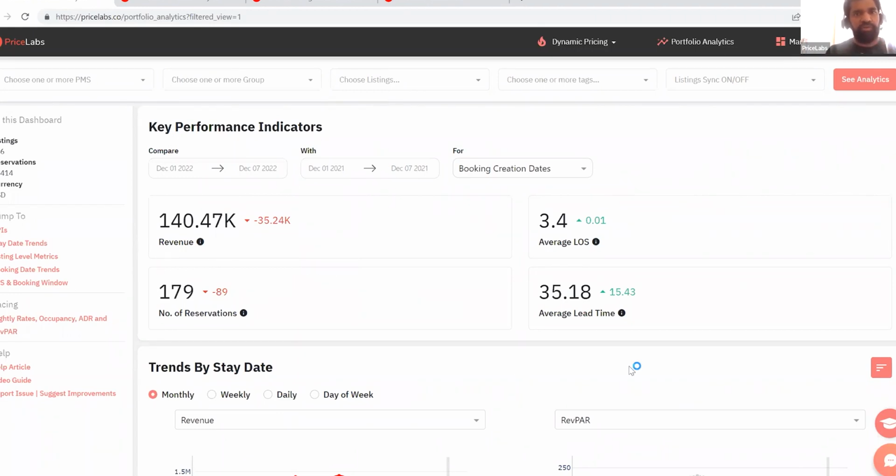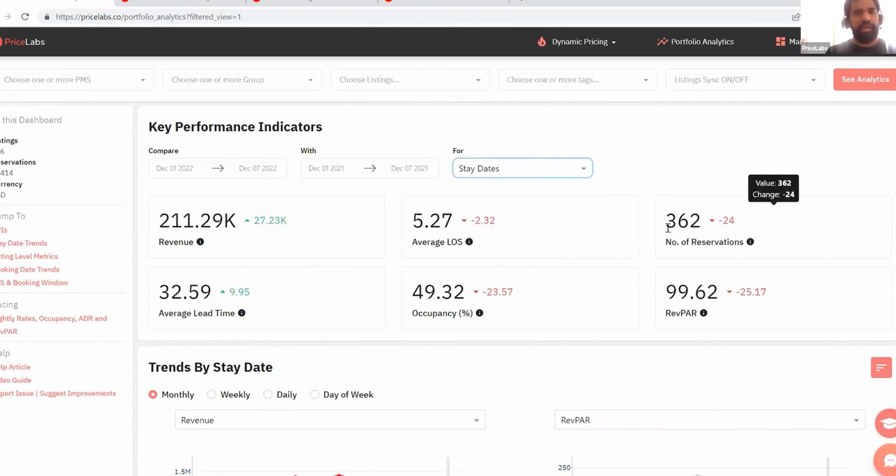Where if you're trying to quickly understand, hey, how is my business trending right now? Is it slower than last year? Is it faster than last year? You can quickly gauge that via the booking creation date, and via the stay date, you can get a sense of how your revenues are doing.